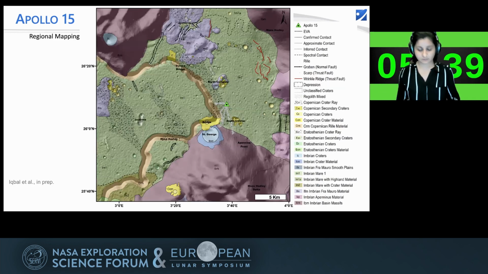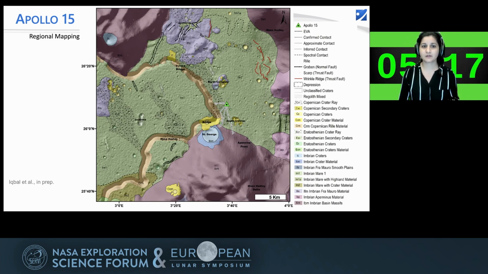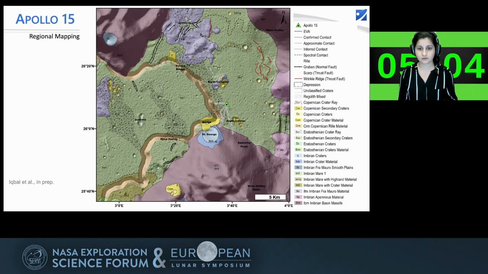We also prepared a more detailed geological map around the lunar module. Here again, the green triangle represents the position of the lunar module, and the dotted lines represent the traverses taken by astronauts to collect samples. What we notice here is that most of the traverse and the lunar module are located on ray material coming from the northwest direction. However, there are also young craters around this traverse, like Bridge crater or St. George.